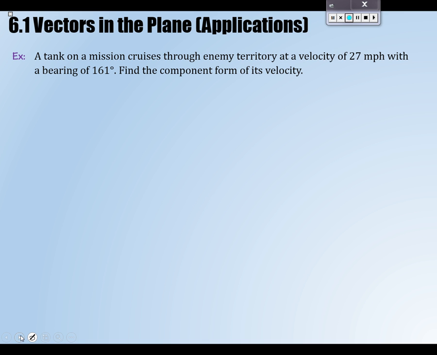The tank on a mission produces a velocity of 27 miles per hour with a bearing of 161 degrees. Find the component form of its velocity.